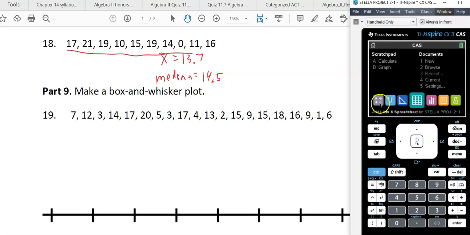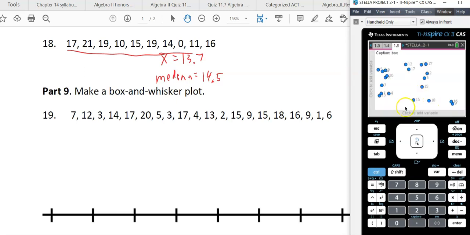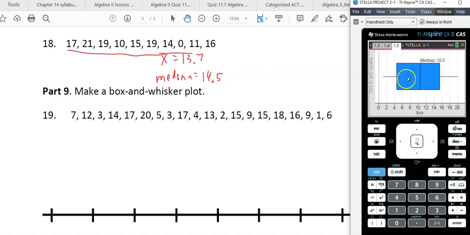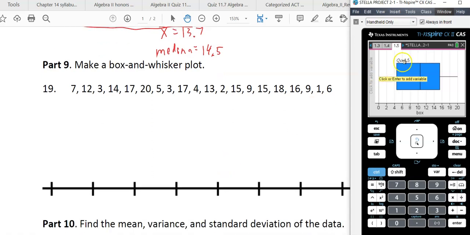Add a calculator page. Let's make a box and whiskers. So we're going to choose box, and you're going to choose menu, plot type, box plot. That's just like having done box and whiskers. So you have to decide on the biggest number and the smallest number, which looks to be 1. The biggest number is 20. So you need to make this at least 1 to 20 or 0 to 20. So 0, let's make this 5, 10, 15, 20. Probably could have done that differently, spread it out a little more, but I'm okay with this.